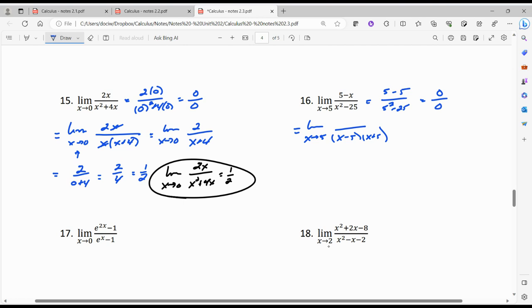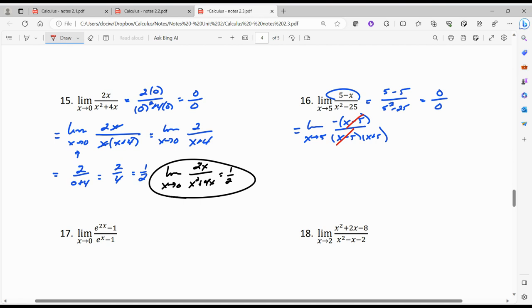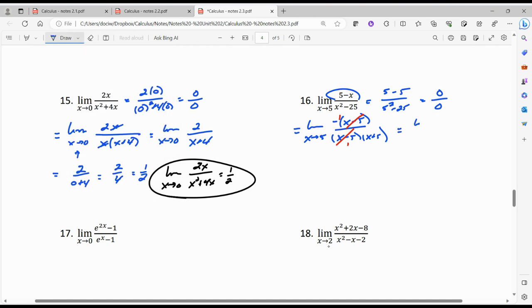Now, notice my numerator is 5 minus x instead of x minus 5. I can factor out a negative from that, so I have the negative times x minus 5. So now, when I divide out x minus 5 over x minus 5, leaving me 1, those both become 1s. Now I have the limit as x approaches 5 of negative 1 over x plus 5. Substituting the 5 in for x, I get negative 1/5.